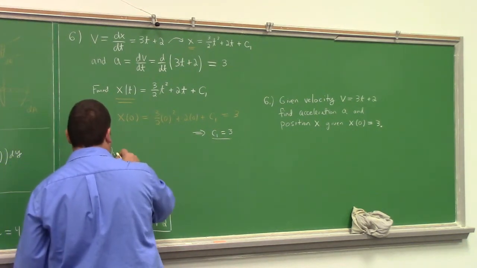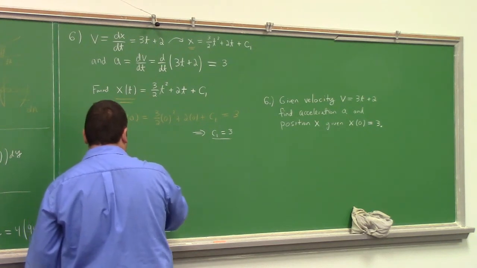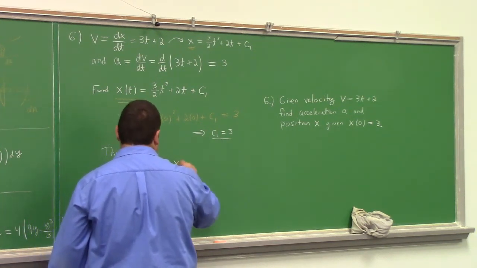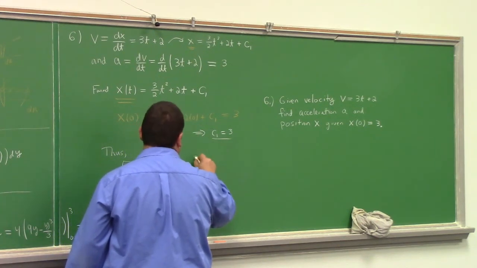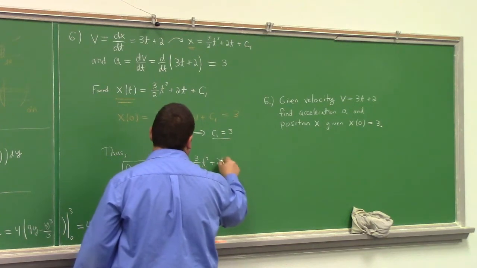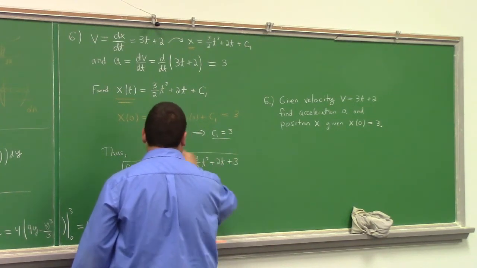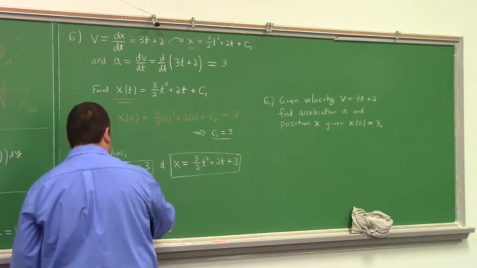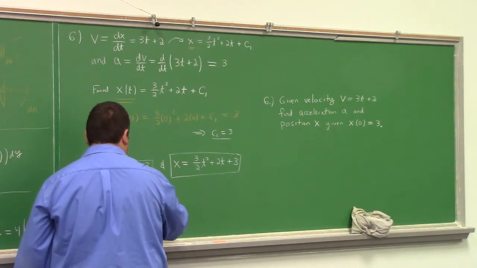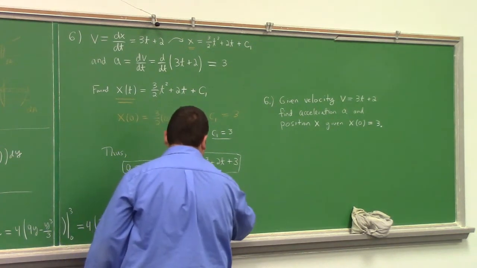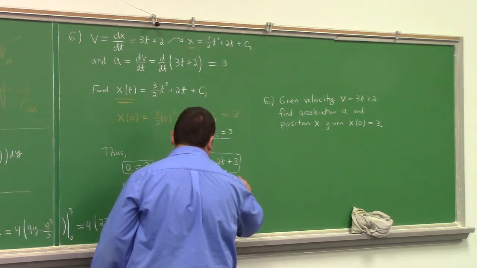So, thus, answer, acceleration is equal to 3, and position is 3 halves t squared plus 2t plus 3. And you could just as well say a of t is equal to 3, and x of t is 3/2 t squared plus 2t plus 3.